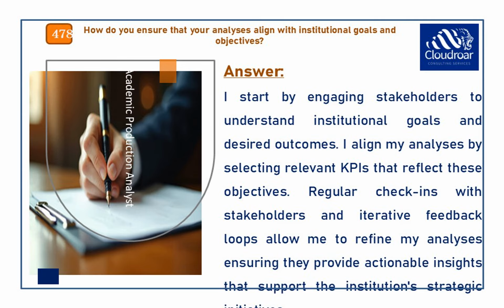Question 478. How do you ensure that your analyses align with institutional goals and objectives? I start by engaging stakeholders to understand institutional goals and desired outcomes. I align my analyses by selecting relevant KPIs that reflect these objectives. Regular check-ins with stakeholders and iterative feedback loops allow me to refine my analyses, ensuring they provide actionable insights that support the institution's strategic initiatives.